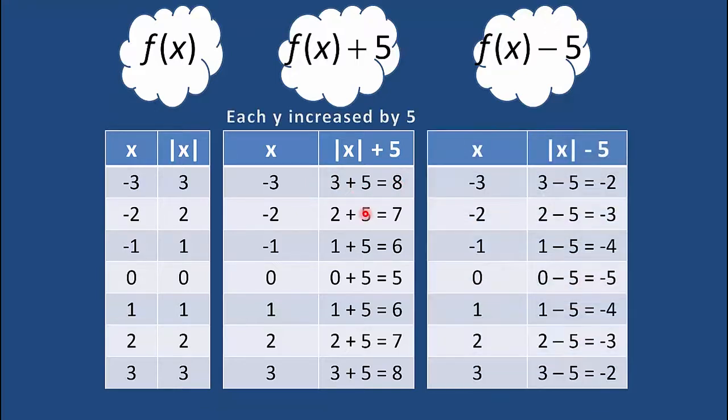Now what happens if we subtract 5? Well, same thing, except the action is on the y's. The y's are decreased by 5. Notice, here we had 3 plus 5, here we have 3 minus 5. So what this does, subtracting a 5, means all the y coordinates are decreased by 5. So the -3, 3 point becomes a -3, -2, and so forth.